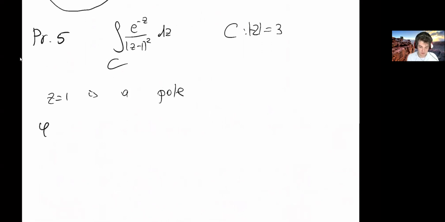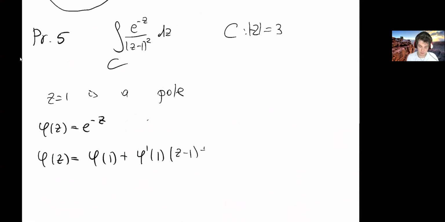Okay, so let's denote phi of z equal to e to the minus z. And I know that phi of z is equal to this sum: phi of 1 plus phi prime of 1 times z minus 1 plus phi prime prime of 1 times (z minus 1) squared over 2 plus so on. So we need the residue only. Okay, we need the residue at z equal to 1. So let's see what we will be getting.